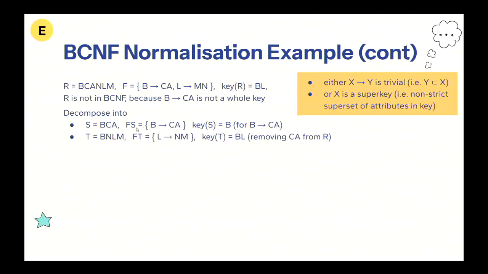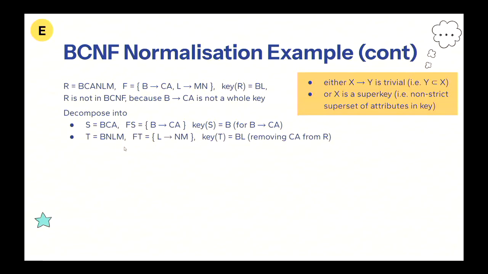So for table S, the functional dependency here is B determines C and A, and the key is B, and this functional dependency is not trivial, but B is a super key here for table S. So table S actually is in the BC normal form now. So we don't need to worry about table S.